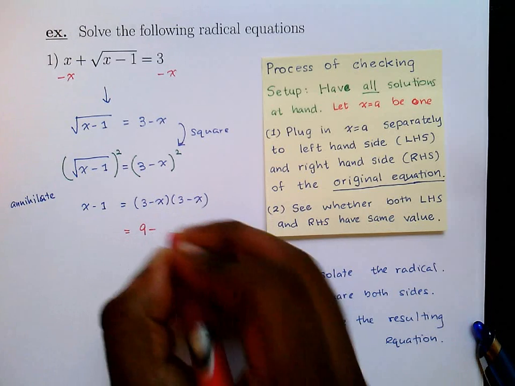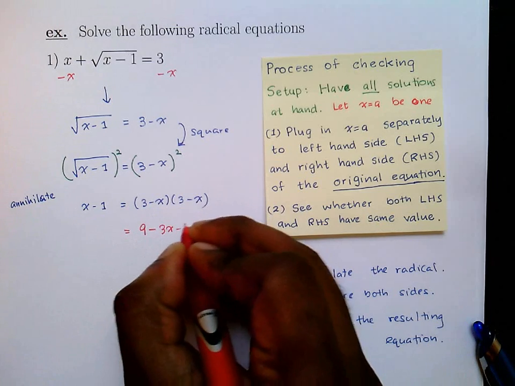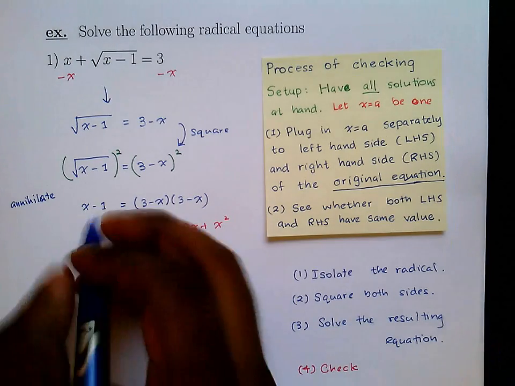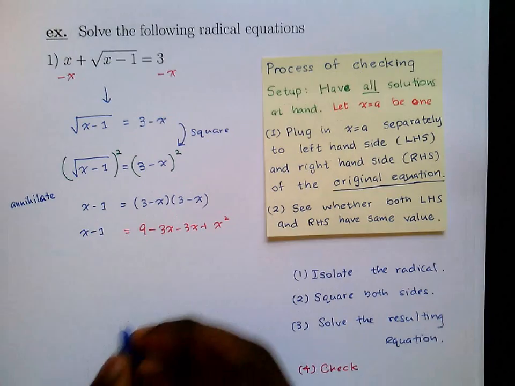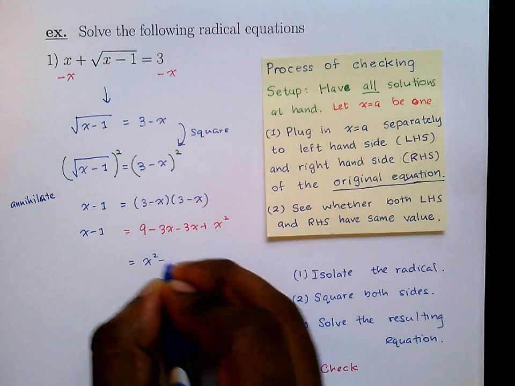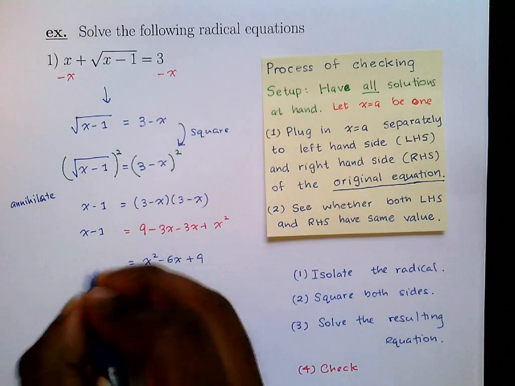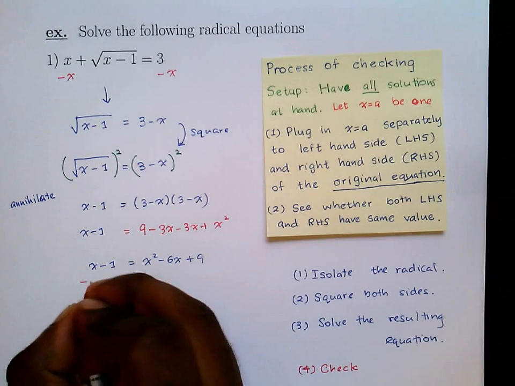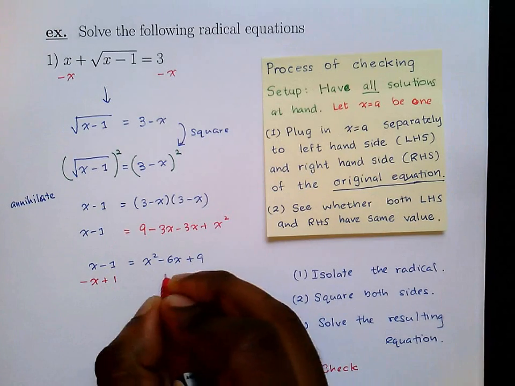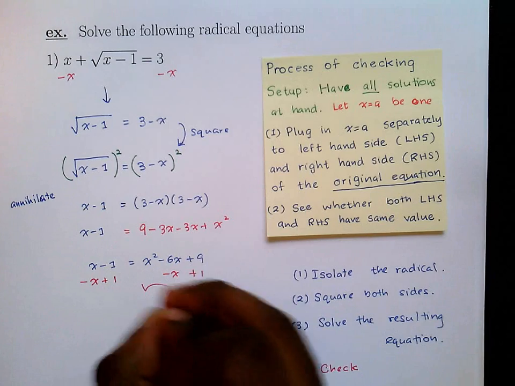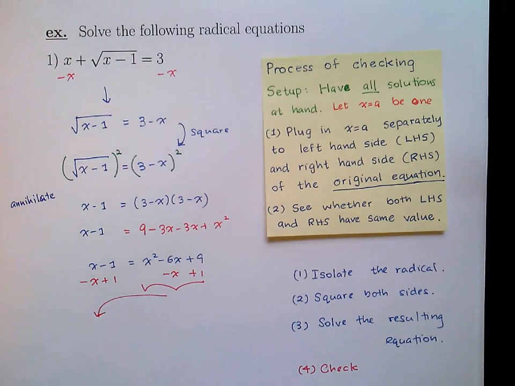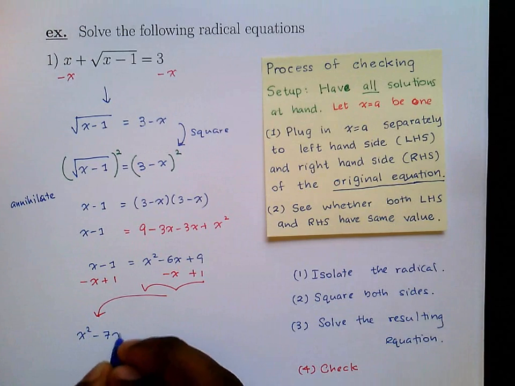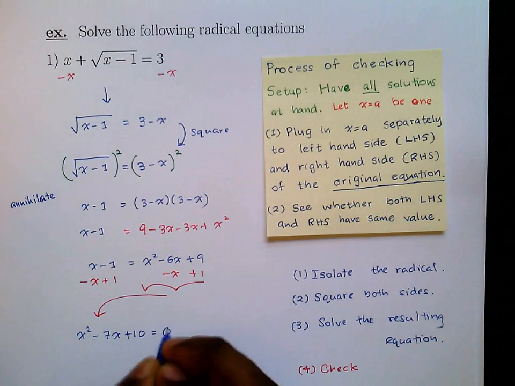9 minus 3x minus 3x plus x squared. So you get x squared minus 6x plus 9, and here you get x minus 1. So subtract x, add 1, subtract x, add 1, and bring this over to the left hand side. So you get x squared minus 7x plus 10 is equal to 0.